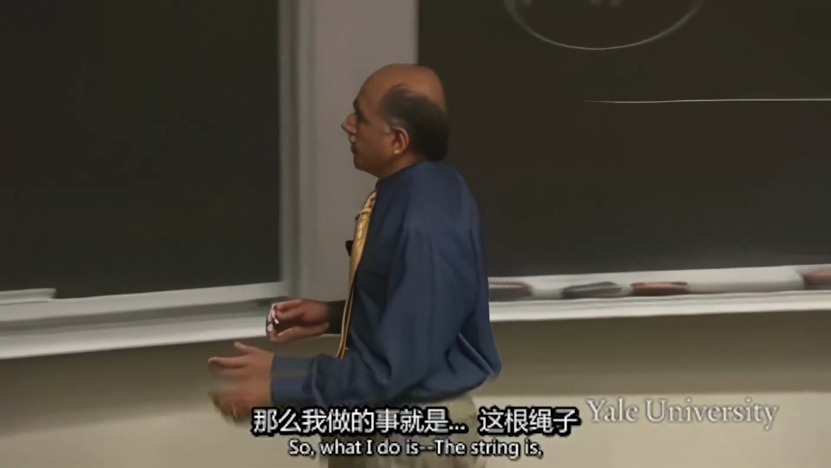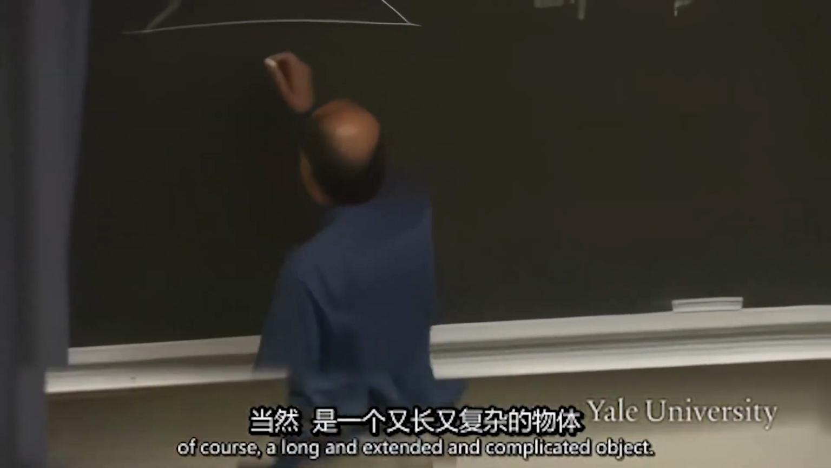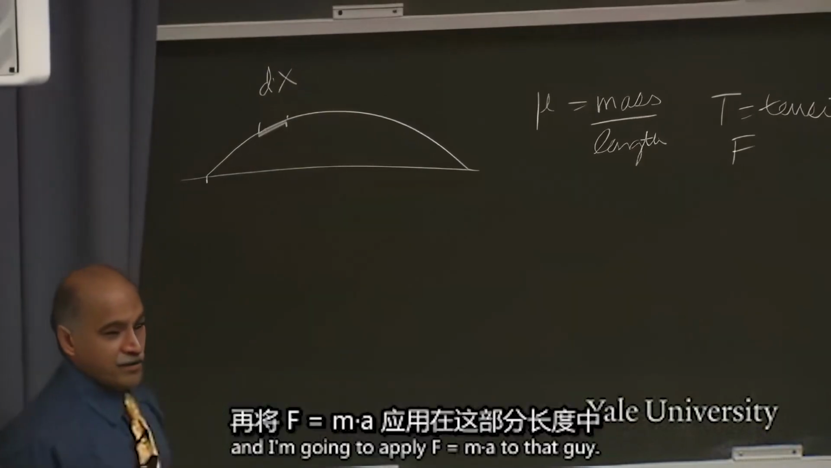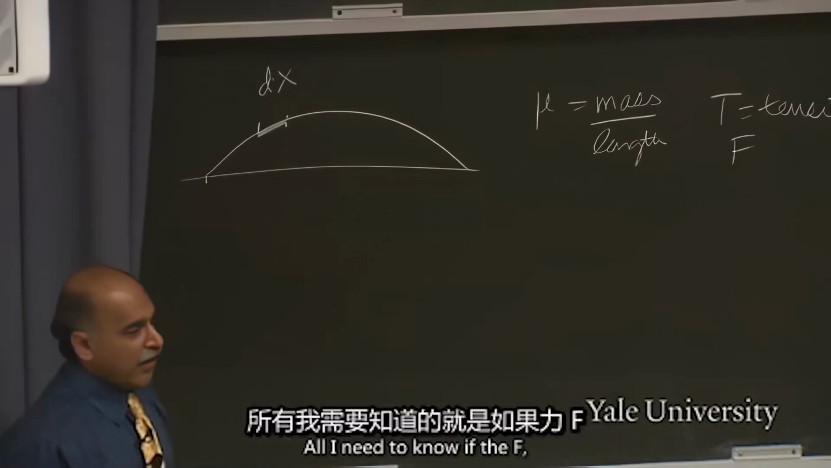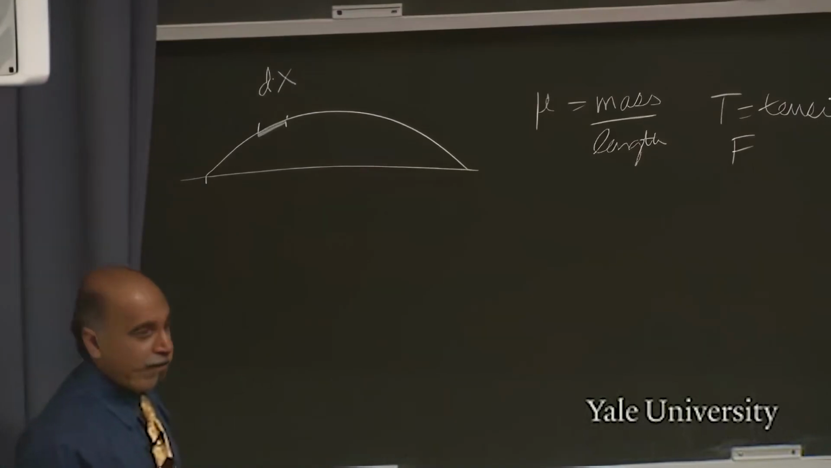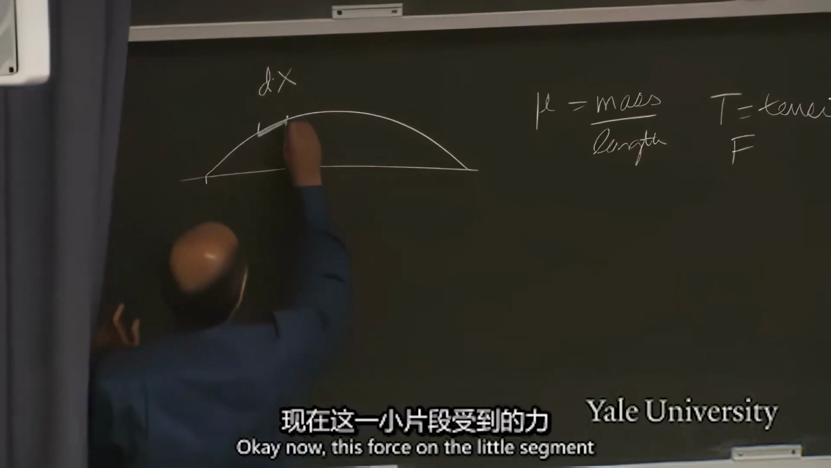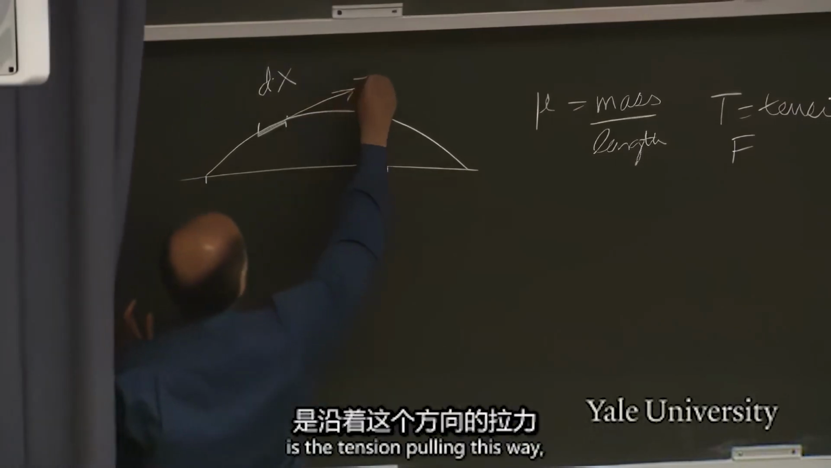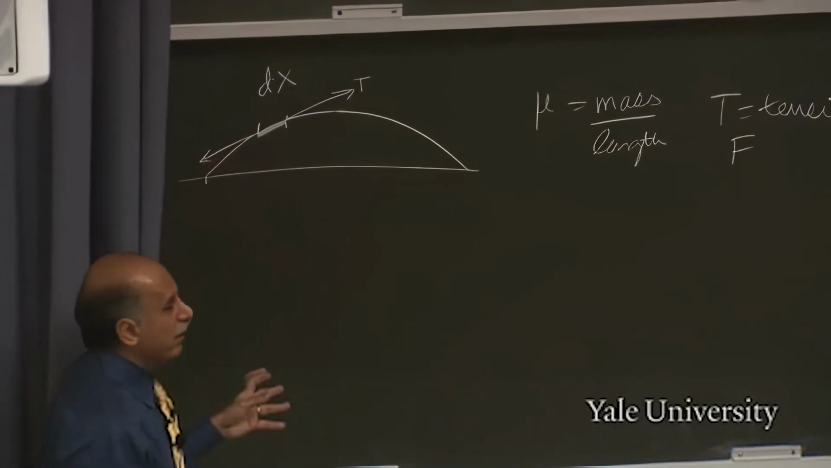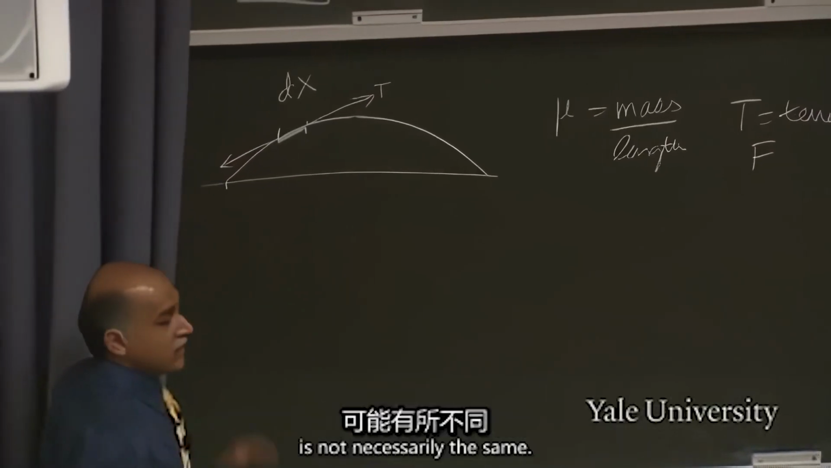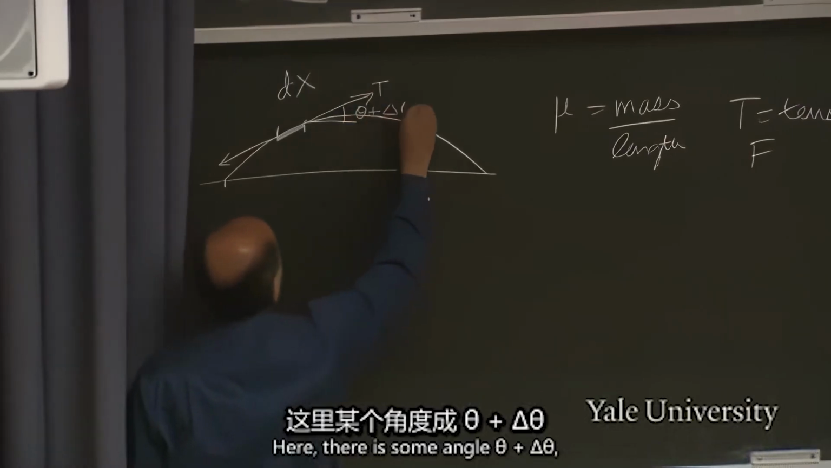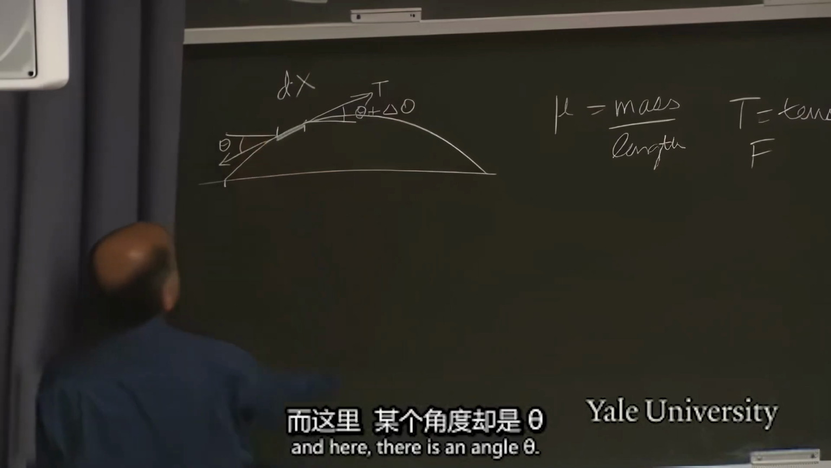So what I do is, the string is, of course, a long and extended and complicated object. I isolate a portion of it of length dx, and I'm going to apply F equals ma to that piece. All I need to know is the F, the total force on it, and I'm going to equate it to mass times acceleration. Now, the force on this little segment is the tension pulling this way, the same tension pulling that way. The tension on the string doesn't change from point to point. But the angle at which it is pulling is not necessarily the same. Here, there is some angle, theta plus delta theta, and here, there is some angle, theta.